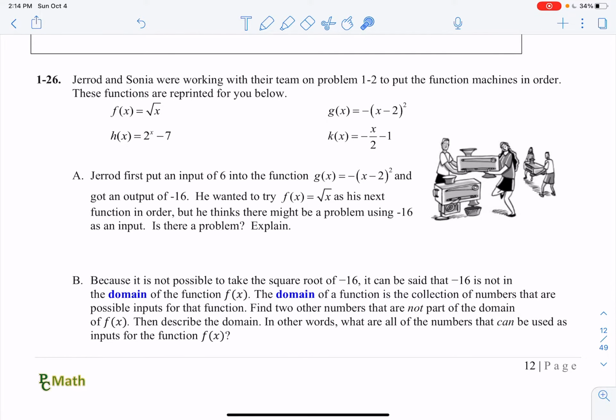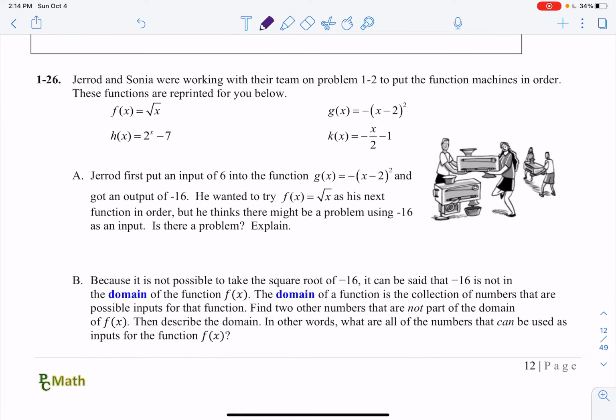So we've got a character here named Jared, and Jared puts an input of 6 into this function, and he gets an output of negative 16. Okay, well now he's saying, let's take the negative 16 and go with this function, f of x is equal to the square root of x, as his next function to use. But he's worried that there might be a problem if we're going to use negative 16 as an input, and it's asking us here, is there a problem, and explain.